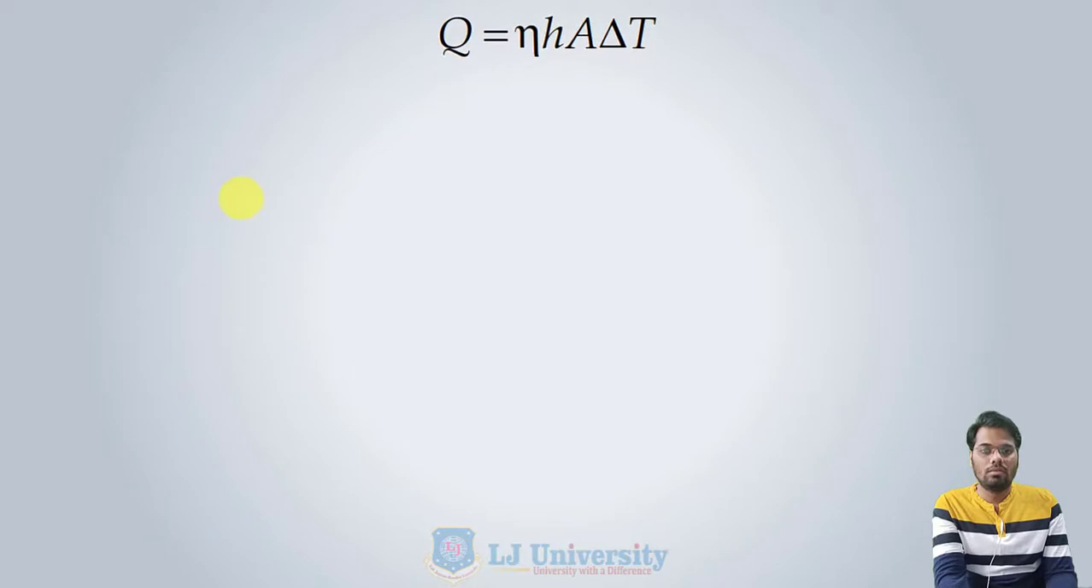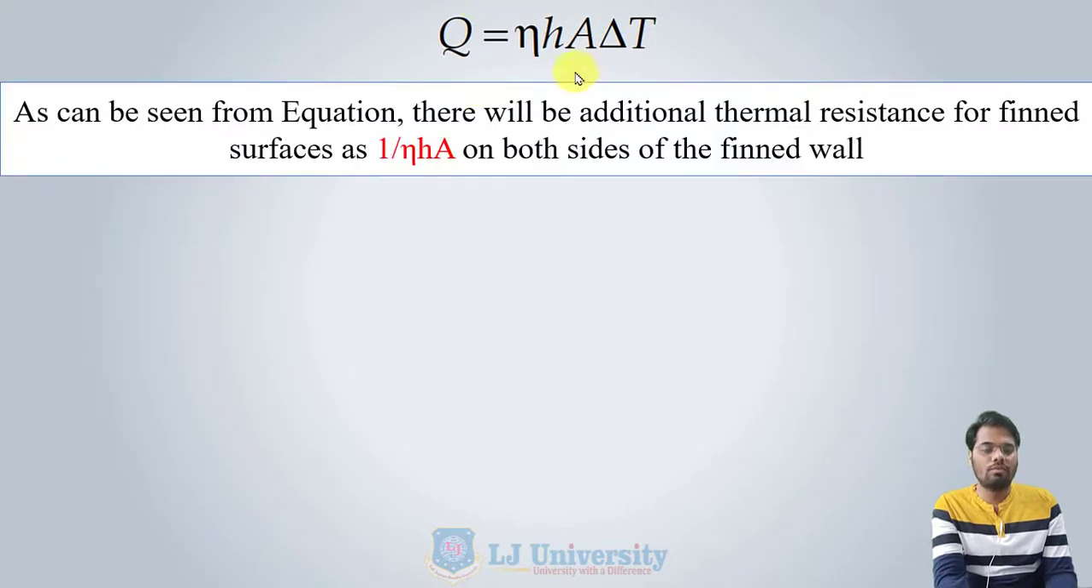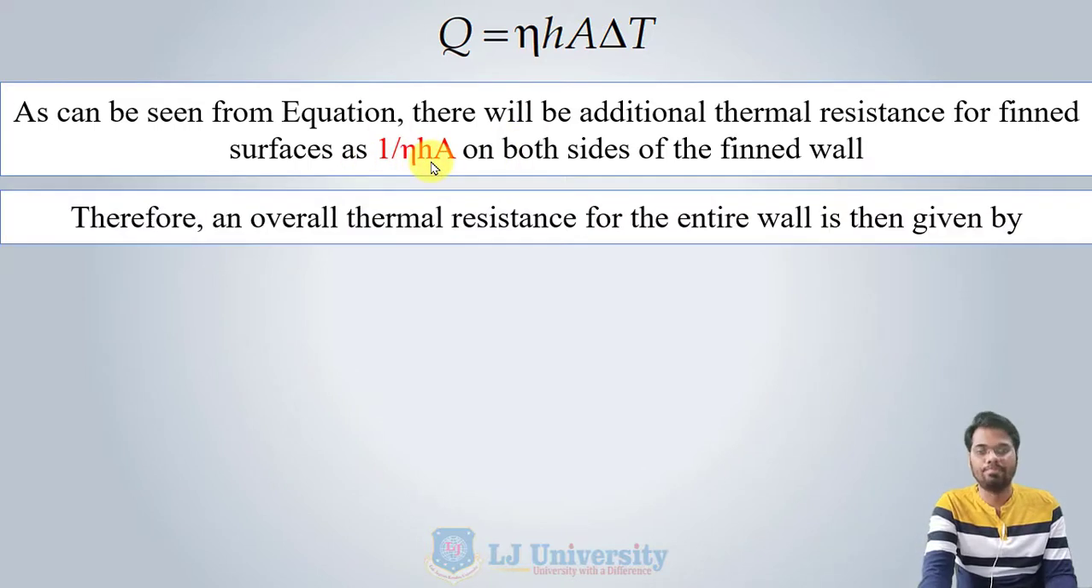Now, as we can see from this equation, our standard equation is Q is equal to HA delta T. So this 1 upon N0HA is the additional thermal resistance, which is generated due to the introduction of the fin, or due to the extra surface which we have attached to increase the heat transfer rate, but it creates additional thermal resistance, which is 1 upon N0HA.